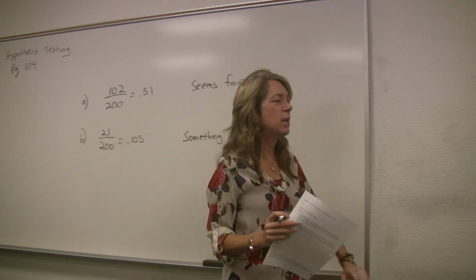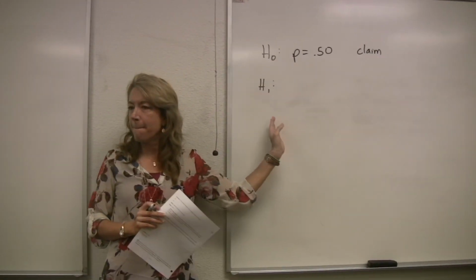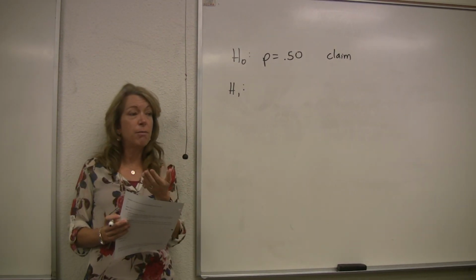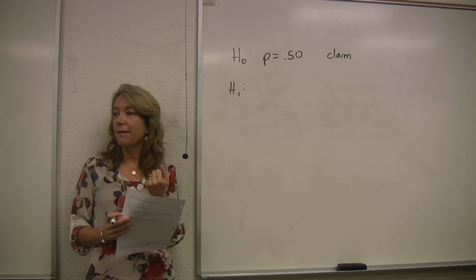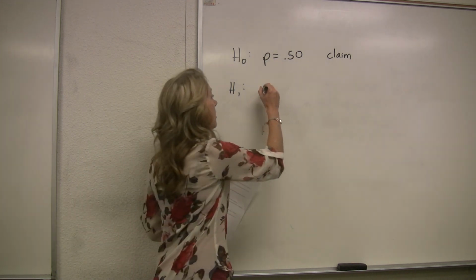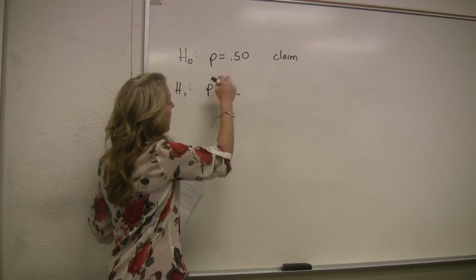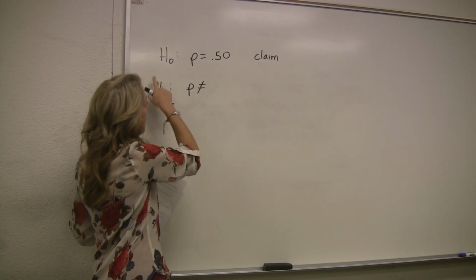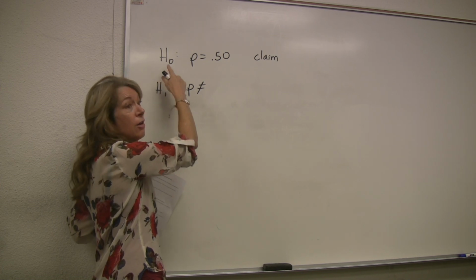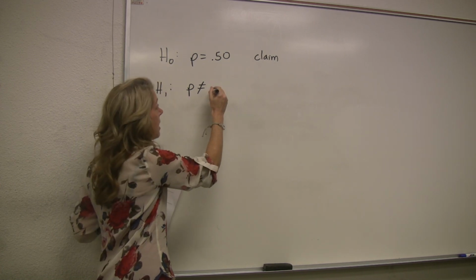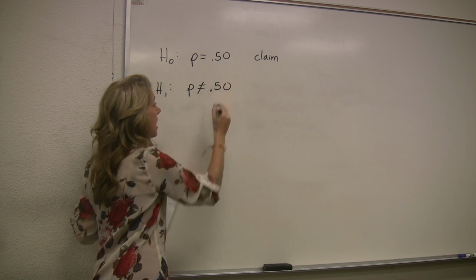So what do you think H1 is? The probability doesn't equal 0.50. How do I write that? P with the line over? Yeah, the line through the equal sign. Oh, I see what you're saying, P with the line over it. It's not the complement, it's the complement of this description. So either it is 50 or it's not 50. So the way we write it's not 50 is not equal to 0.50.